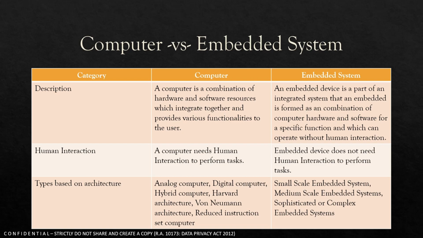For the types based on architecture, analog computer, digital computer, hybrid computer, Harvard architecture, von Neumann architecture, reduced instruction set computer, are part of the architecture types for the computer. While the embedded system has the small scale embedded system, medium scale embedded systems, and sophisticated or complex embedded system.